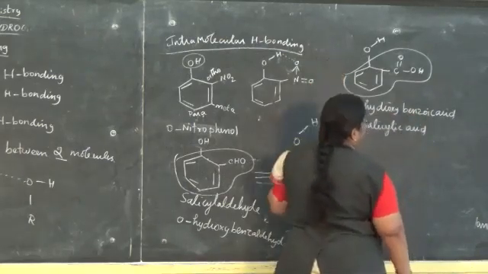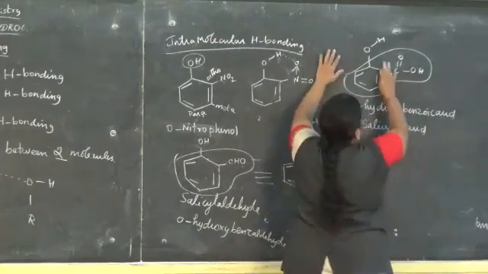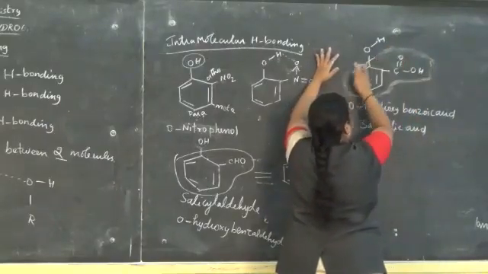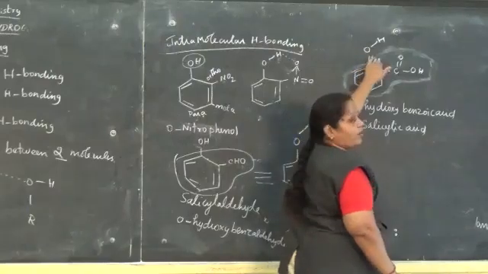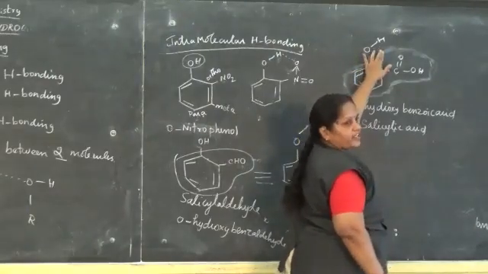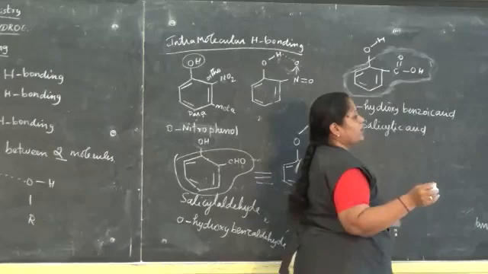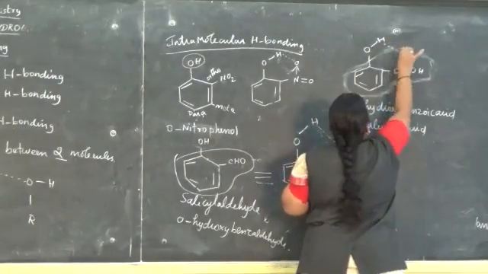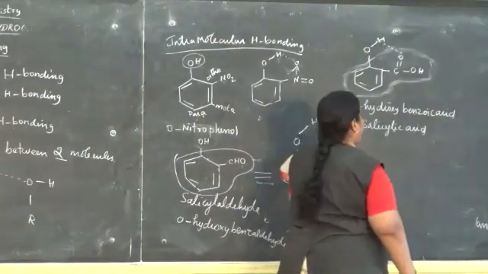ortho-hydroxy benzoic acid. So, here what type of bond do they form? Intermolecular hydrogen bond or intramolecular hydrogen bond? Here it forms an intramolecular hydrogen bond. Intramolecular hydrogen bond means within the molecule it forms a hydrogen bond with a highly electronegative atom.